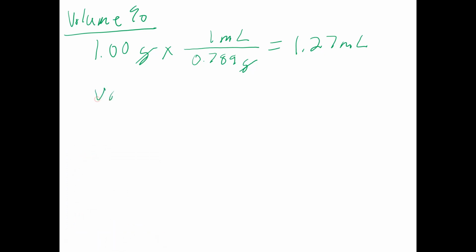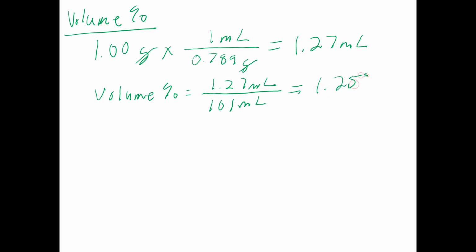To calculate the volume percent, I'm going to take 1.27 milliliters, which is the volume of ethanol, divided by the 101 milliliters of solution, and multiply it by 100 to make it a percentage. So that gives us 1.25%.